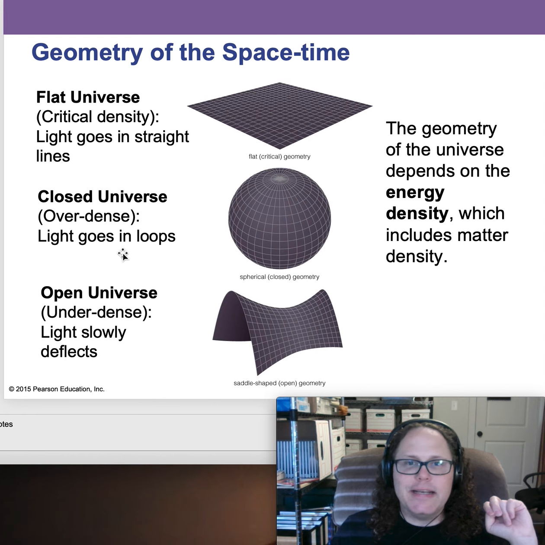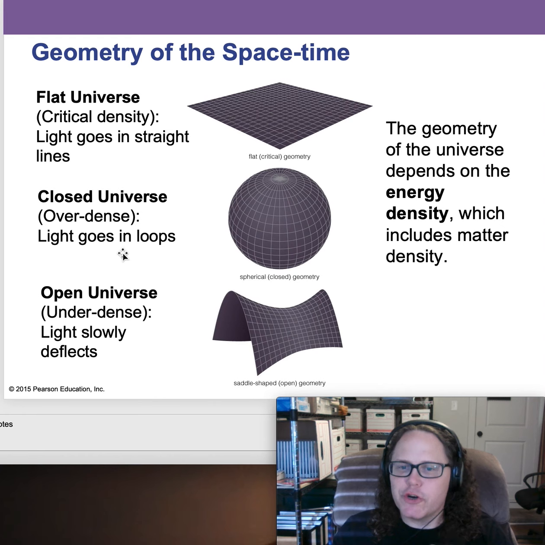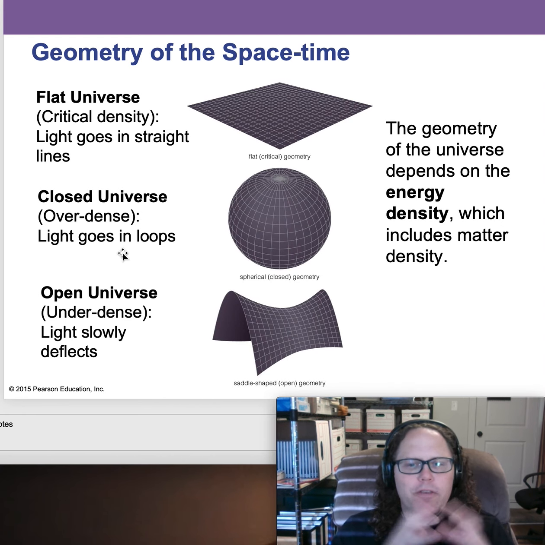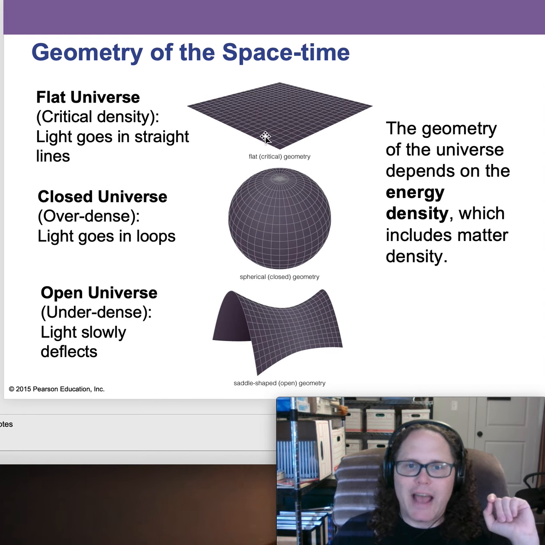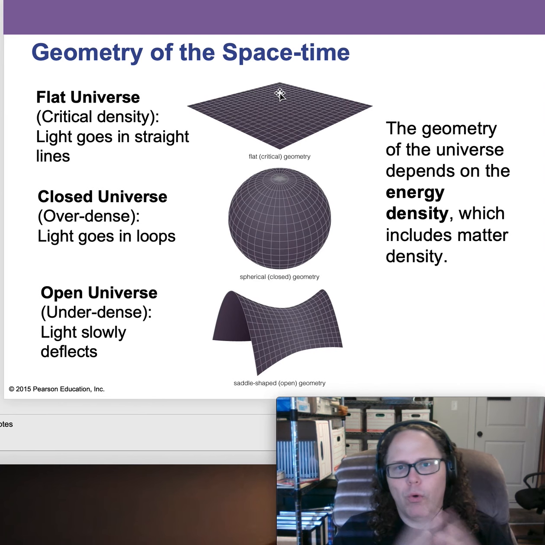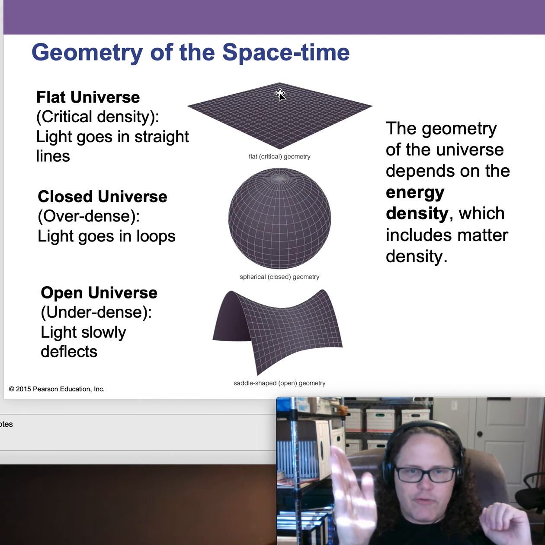The third mystery is the geometry of the universe. Remember, gravity is the curvature of space-time. We know that space-time can bend and twist. But what's the shape of the universe overall? Let's first look at the three possible geometries of the universe. A flat universe is one in which, on the largest scales, light travels in a straight line, assuming it doesn't get too close to a star or a black hole or a cluster of galaxies or some gravity source. That's a flat universe. Light travels in a straight line.